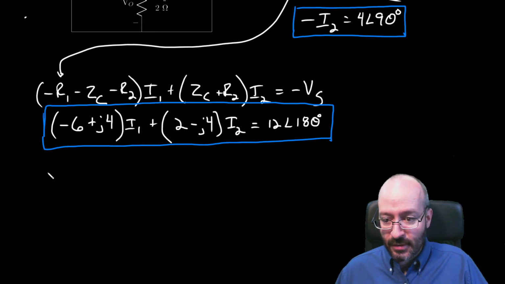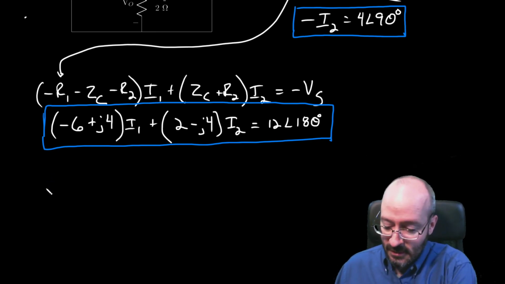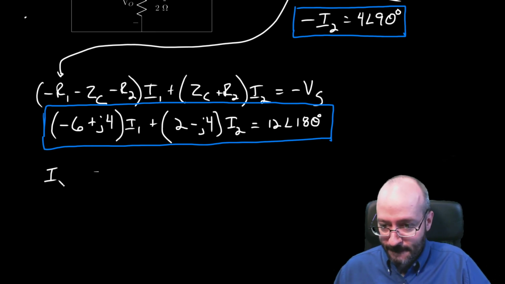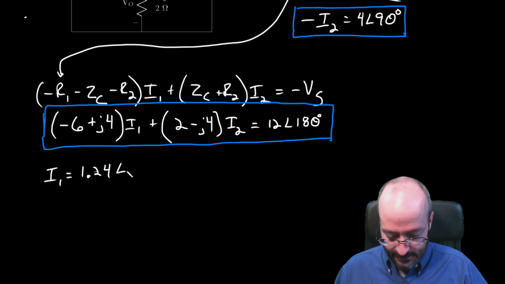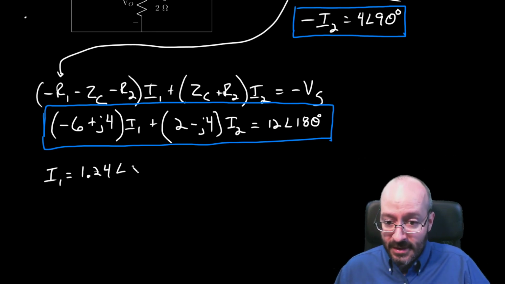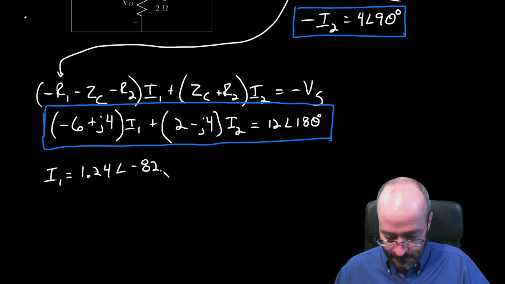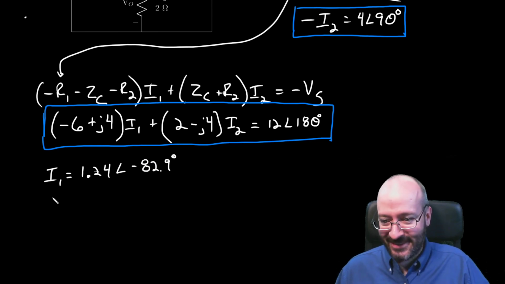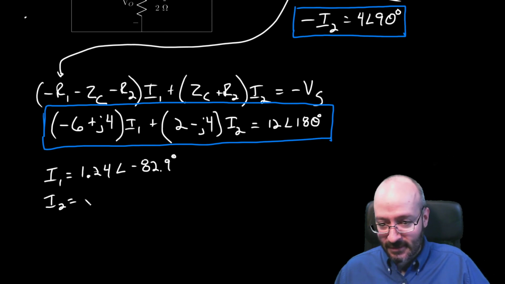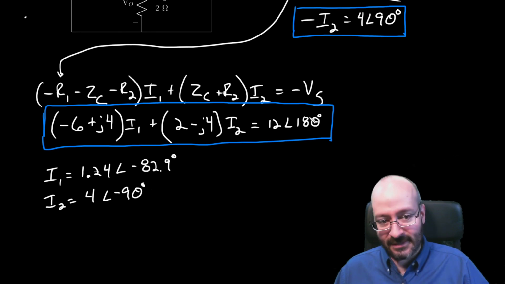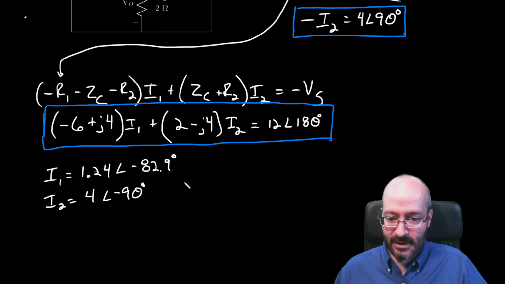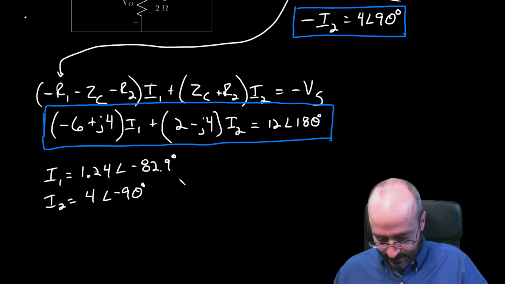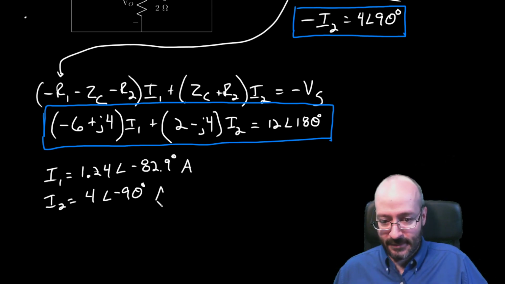Okay, so from that system of equations, I get a solution for I1 is 1.24 at an angle of negative 82.9, we'll call it, and that's in degrees. Check the mode of your calculator, folks. I2 is, well, 4 at an angle of negative 90. Right, I said we negate it and we rotate it by 180. There it is. Okay, those are both in amps. I'm just going to double check that. Yep, those are both in amps.